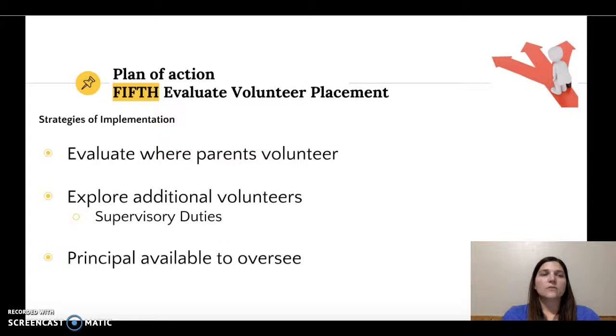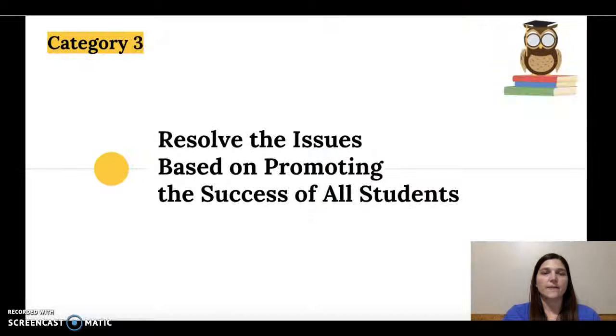The principal could decide to place parent volunteers in a different place so that then the principal would be available for these overseeing duties. Also, the principal could explore the idea of needing additional volunteers. If an additional volunteer was placed to do the supervisory duties, then the principal would become available to oversee these counting and accounting procedures every night.